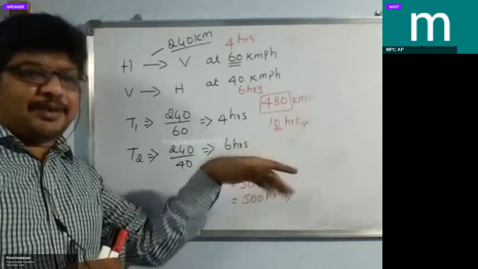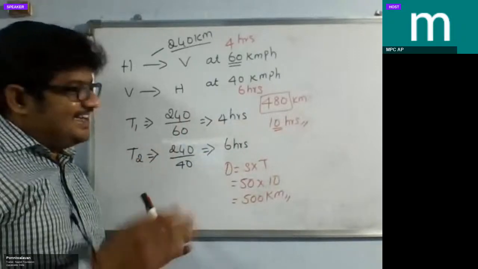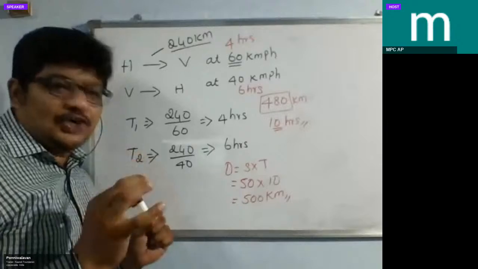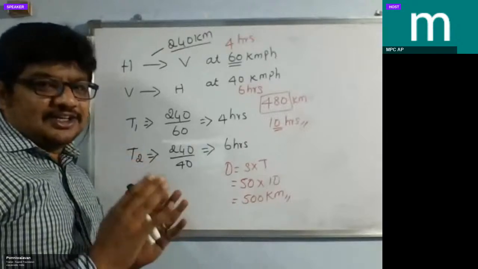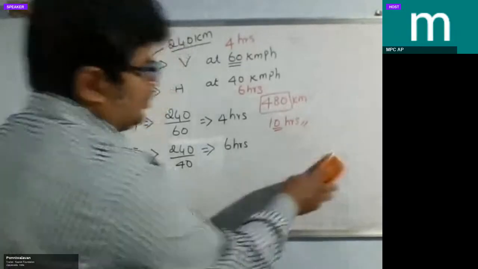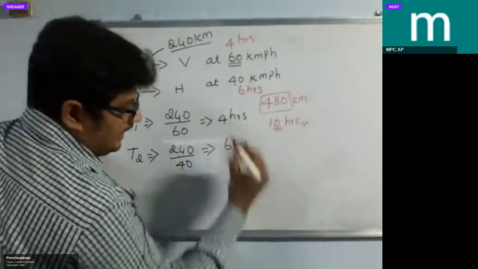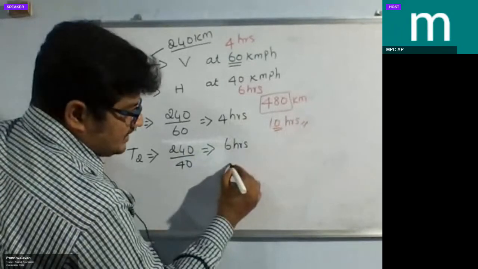No, sir. Approximate values are negligible ones, sir. Okay. Can we take it like that? No, no, no. Okay. So, total kilometer. What is the total distance we traveled? 480, and time taken is 10.